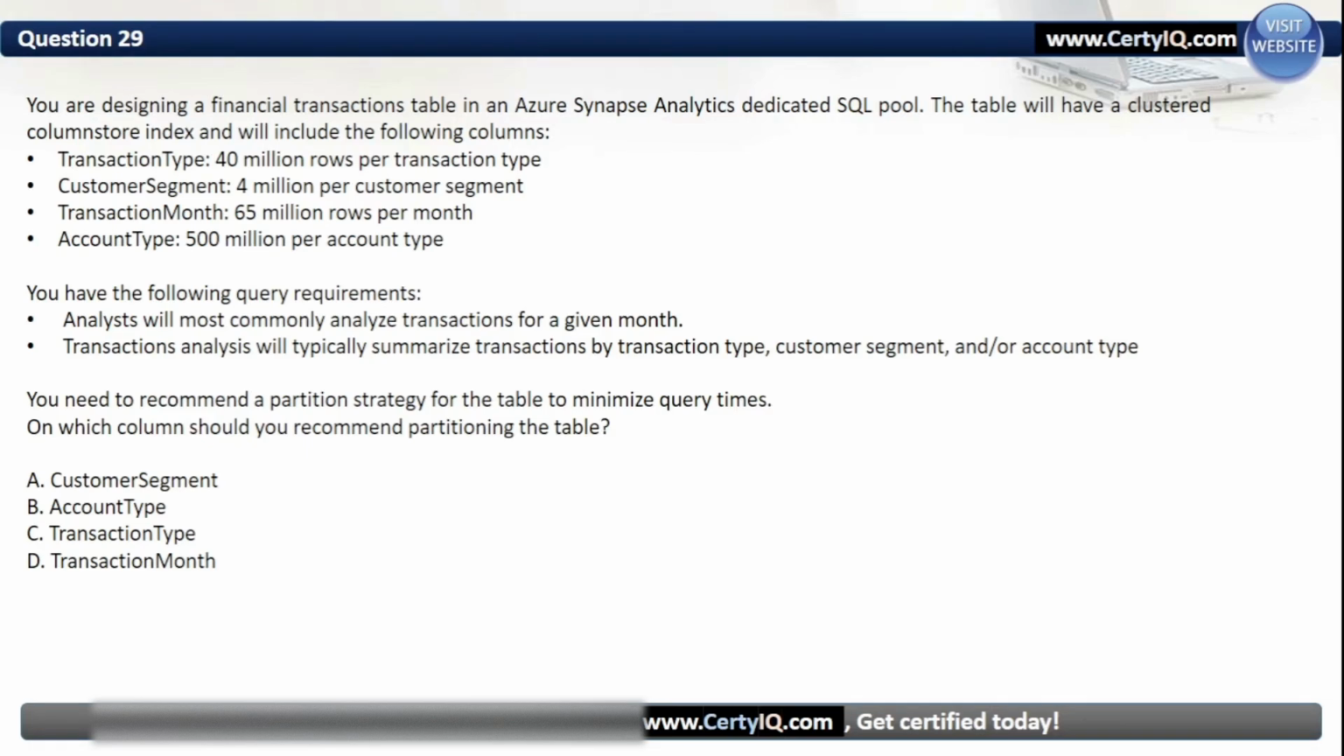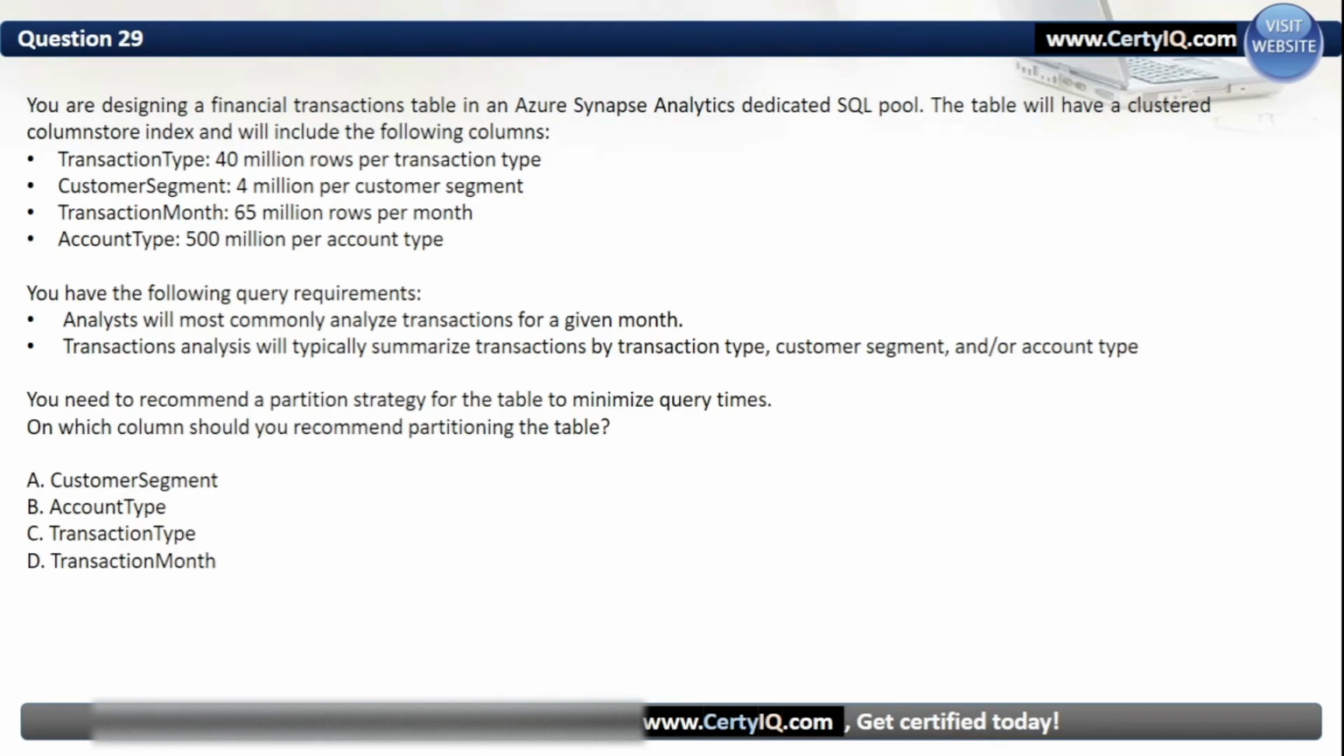Question 29. You are designing a financial transactions table in an Azure Synapse Analytics dedicated SQL pool. The table will have a clustered columnstore index and will include the following columns. Transaction type, 40 million rows per transaction type. Customer segment, 4 million per customer segment. Transaction month, 65 million rows per month. Account type, 500 million per account type. You have the following query requirements.